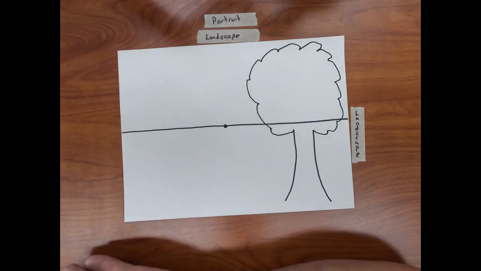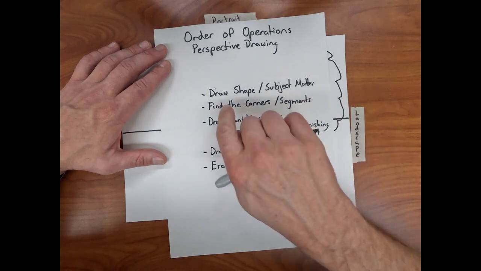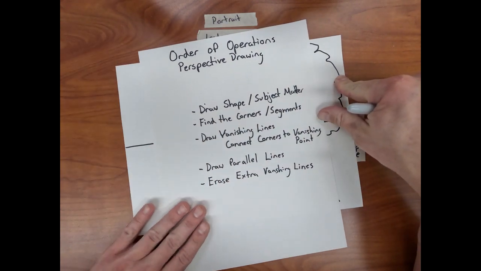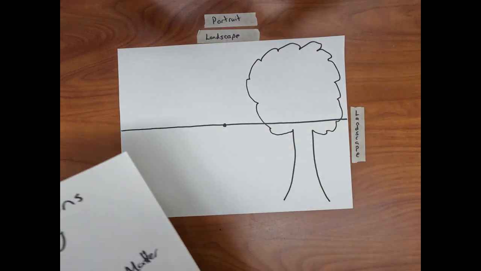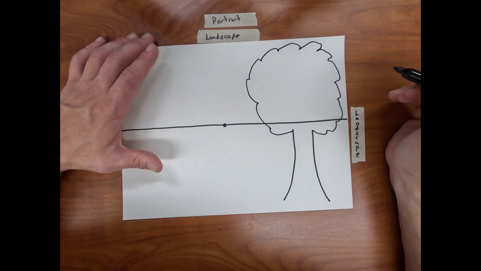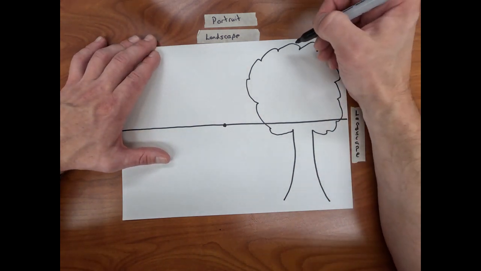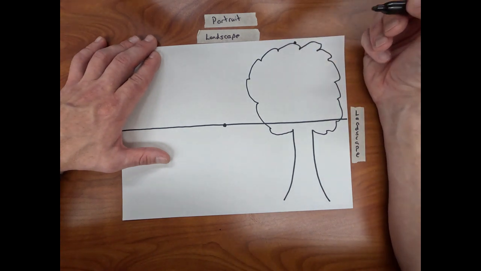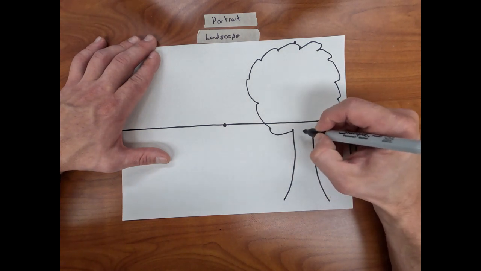So, like I've mentioned before, up until now, the second step was to find the corners. Trees don't really have established corners, but they have segments. So instead of looking for corners, we're going to establish the segments. So the top segment, we're going to stop at the very top. Then we're going to go down to the middle of the tree where the branches meet the trunk.